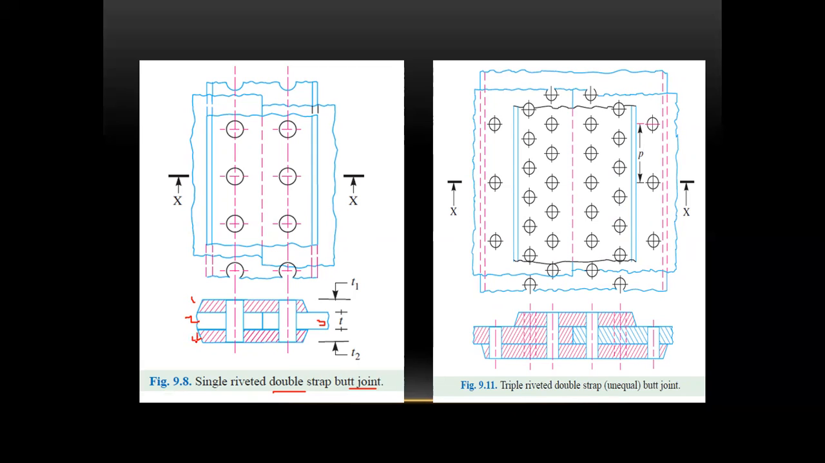We have 4 plates. Plate 1, plate 2, plate 3 and plate 4.